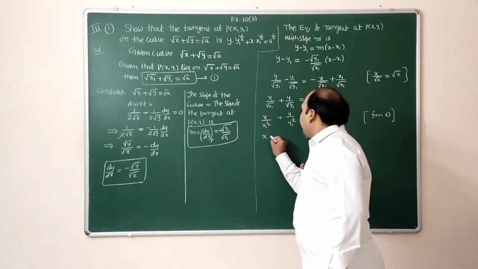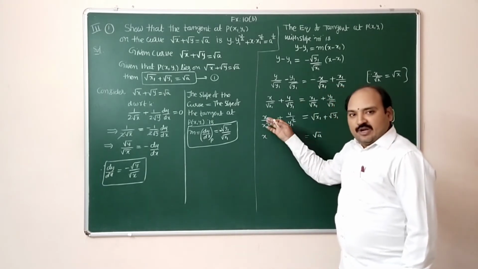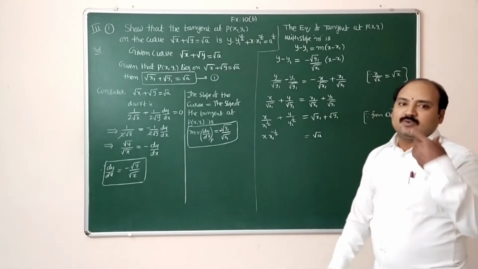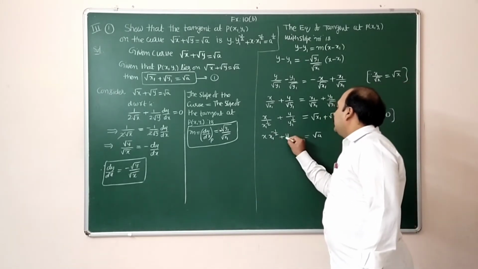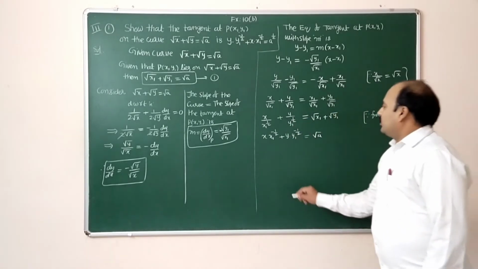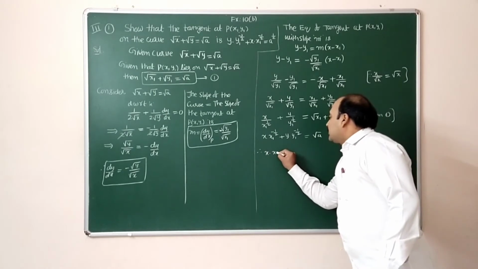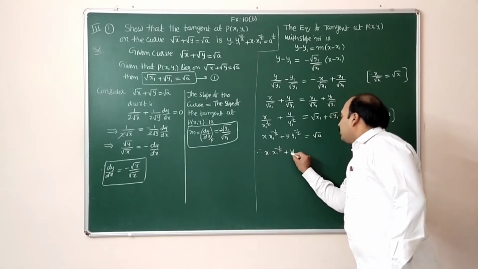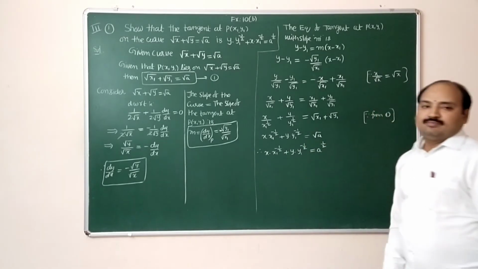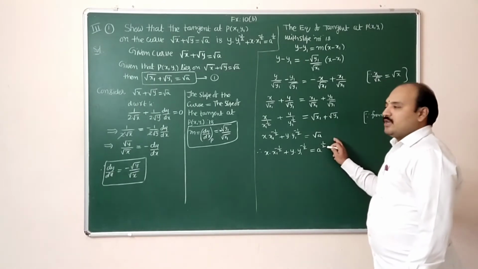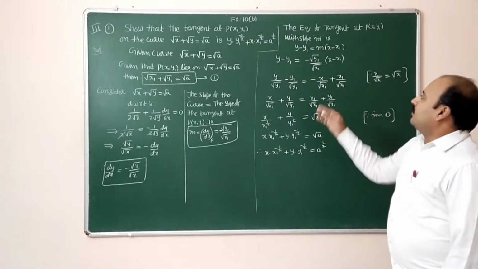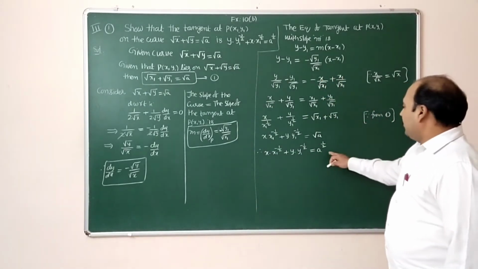So x, denominator x1 power 1 by 2 can be taken into the numerator, the power will change: x1 power minus 1 by 2, indices will change, plus y into 1 by y1 power 1 by 2 is y1 power minus 1 by 2. Therefore, x into x1 power minus 1 by 2 plus y into y1 power minus 1 by 2 is equal to a power 1 by 2, which is what they are asking us to show: y into y1 power minus 1 by 2 plus x into x1 power minus 1 by 2 equal to a power 1 by 2.